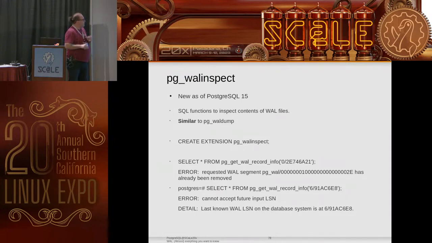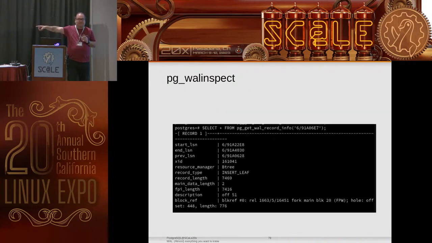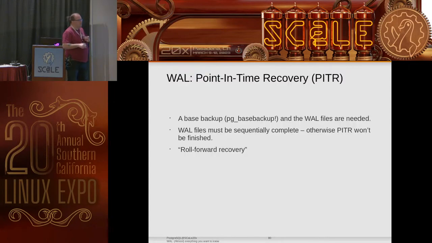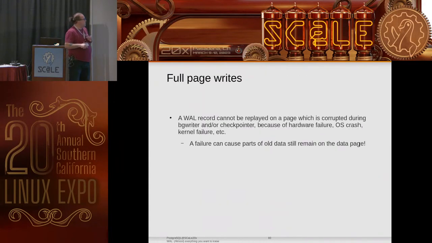If you give something in here, it says cannot accept the future input LSN, which means the file is there, but we haven't reached that point. Or if you give an actual one, it gives you the information about the WAL file, about the LSN record. Okay. Yeah, I've got 5 minutes, so I need to skip a few things.